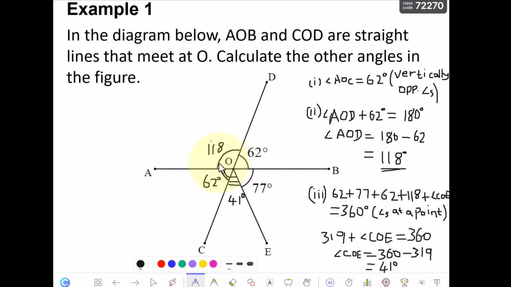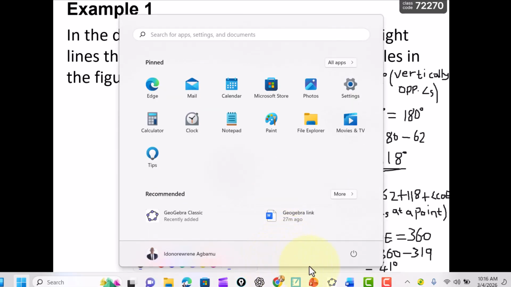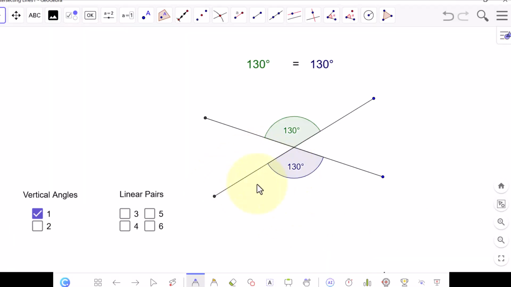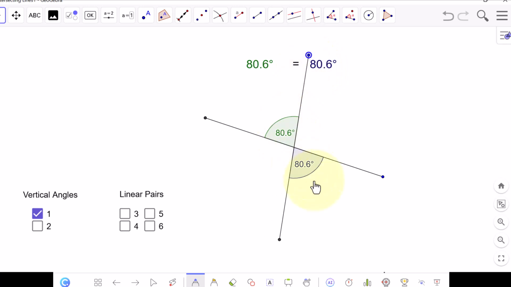Okay, before we end the lesson, I have an applet I want to show us. Let me show you the applet, and I will send the link also so that you can use it to understand this topic very, very well. So you can see the applet. This applet talks about vertically opposite angles being equal. You can see this is 130 degrees. This is 130 degrees. They are facing each other. So if I turn it to any extent, you will see that they are still facing each other. So when two lines cross each other, the two opposite angles are equal.